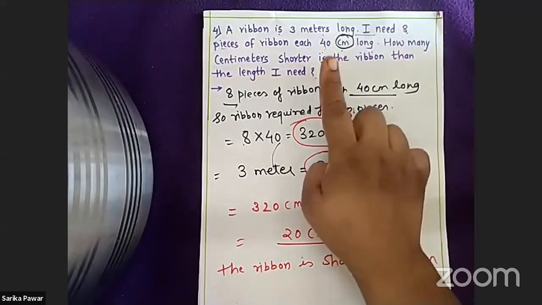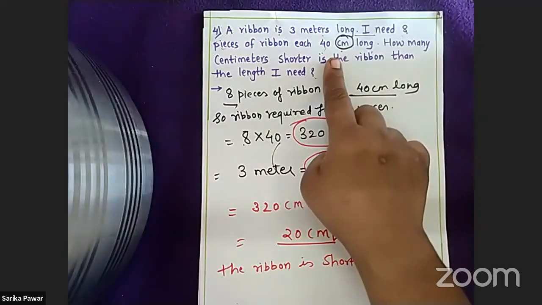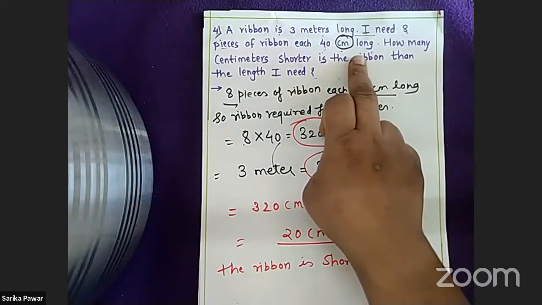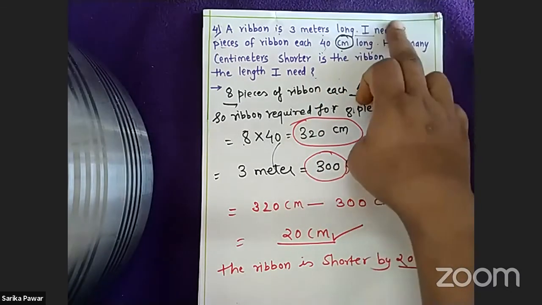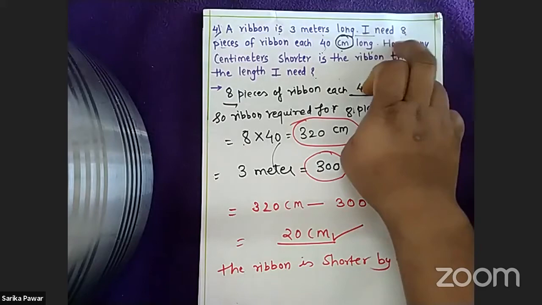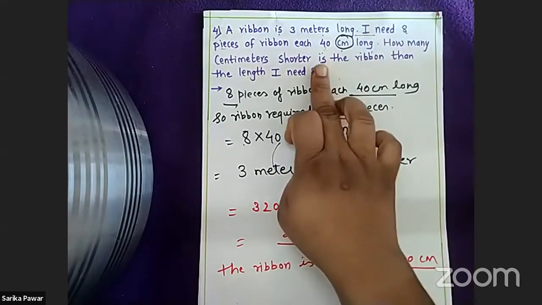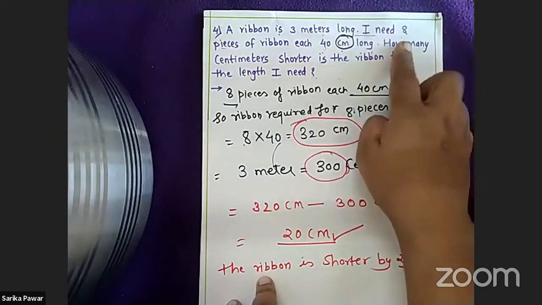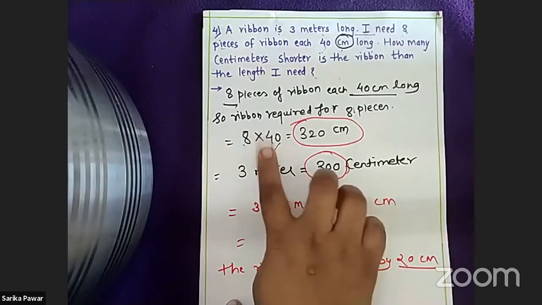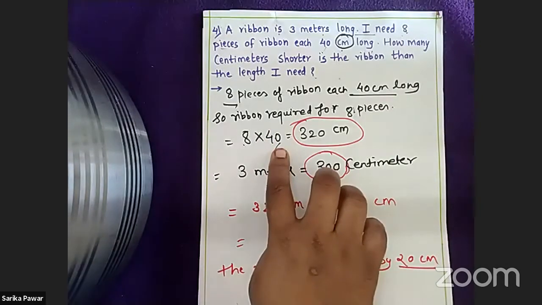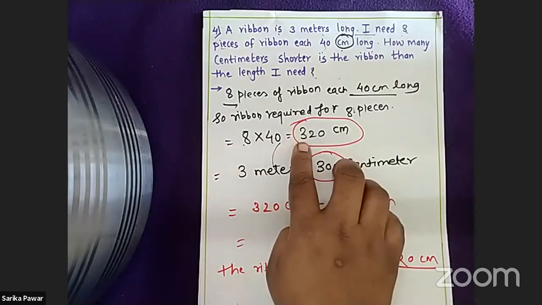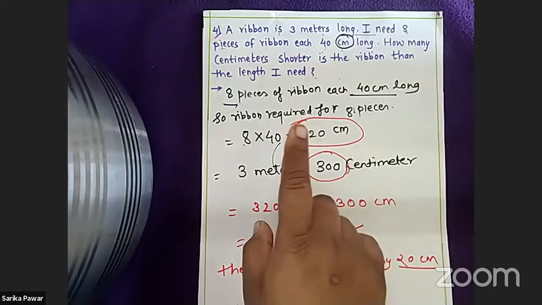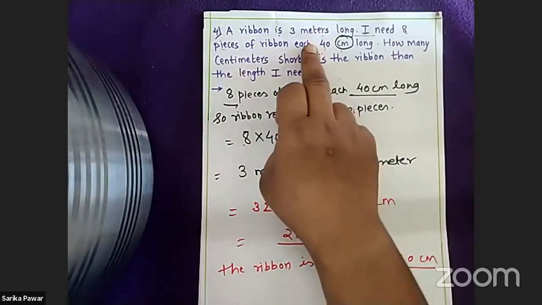Here one piece's length is given, that is 40 centimeter. In the same way, we have to find out the length of 8 pieces. So 1 piece is 40 centimeter, and 8 pieces length is 8 multiplied by 40. So 8 fours are 320 centimeter.